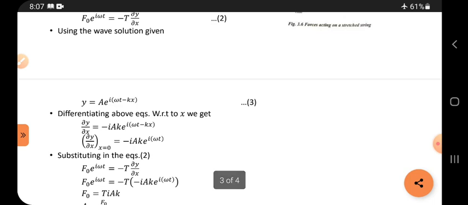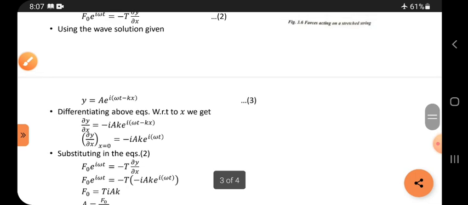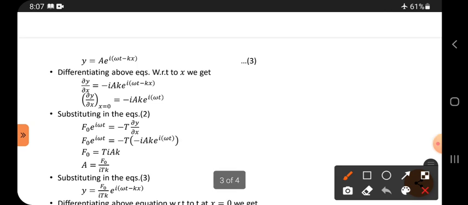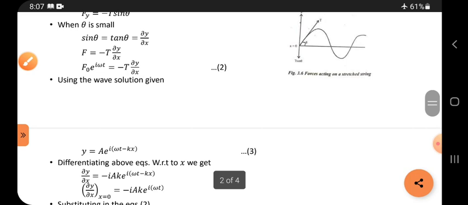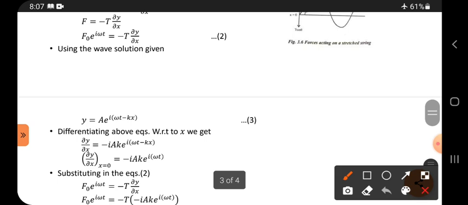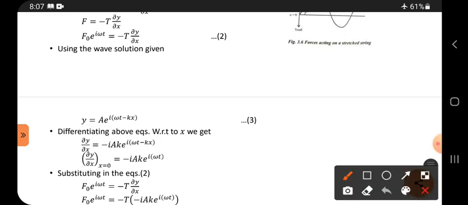Using the wave solution given by, so we know the wave solution of a string. Y is equal to A e power of i(omega t minus kx), and differentiate it first with respect to x, at x equal to 0. Why is it at x equal to 0? At the beginning, right? At the beginning x is equal to 0. So in this formula this term will be 0, then we get this one. Now we can easily substitute this formula in equation 2 here.